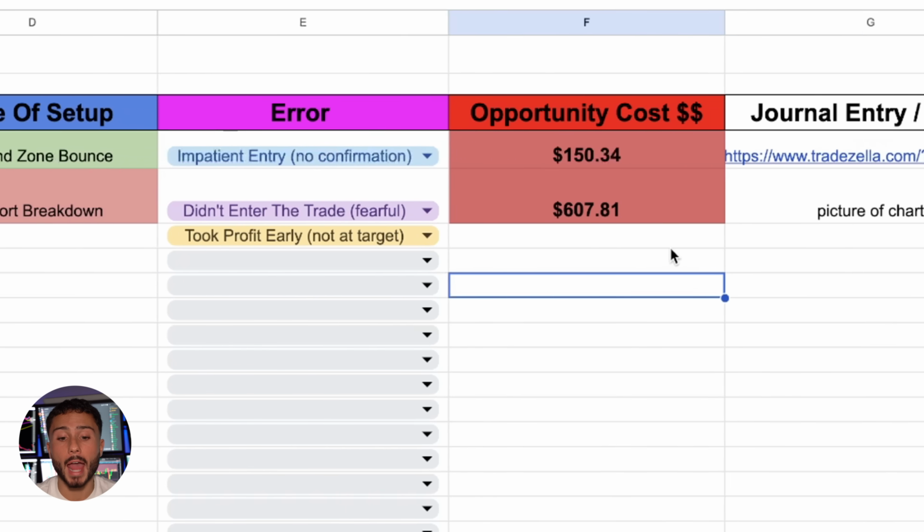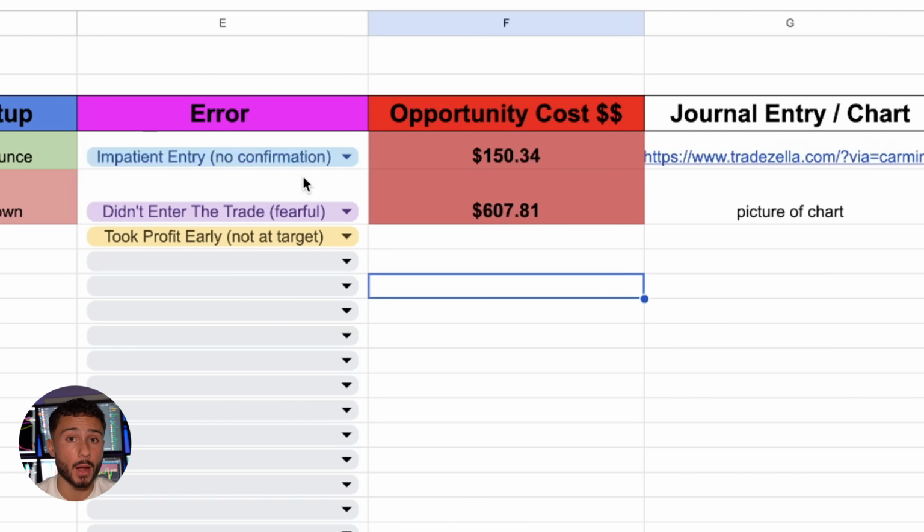Now, the most important aspect to understanding the error that we are dealing with is knowing the opportunity cost, or how much this error or mistake is costing us. Maybe we were impatient with our entry. We did not get valid confirmation. We entered so early, and this just lost us $150 profit on this trade.